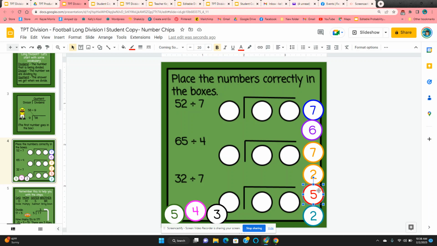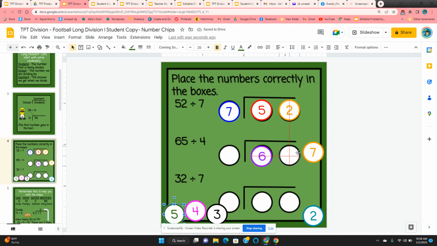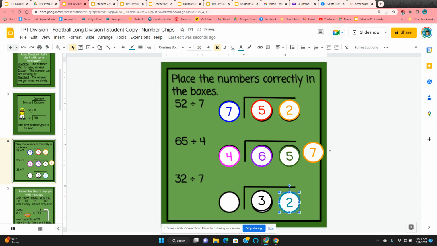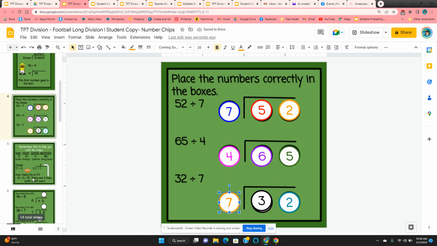So they're going to put their 52 inside and the divisor 7 on the outside. And again, they're going to use every single chip. 65 divided by 4. The purpose of this slide is just to get students used to where these numbers go in division. 32 divided by 7. And again, we've used every single chip.